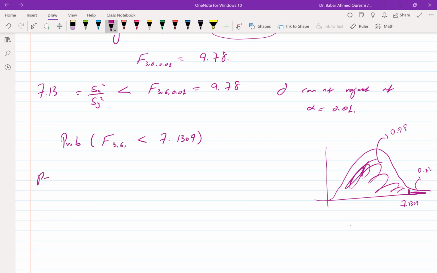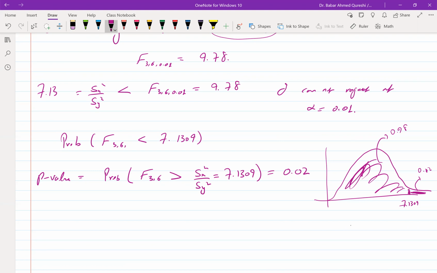So the p-value, since that's just the probability that F(3,6) is bigger than this number, what you see in your data, that is 0.02. So the p-value for this result is 0.02. And this confirms that it's between 0.05 and 0.01. Less than 0.05, but greater than 0.01.